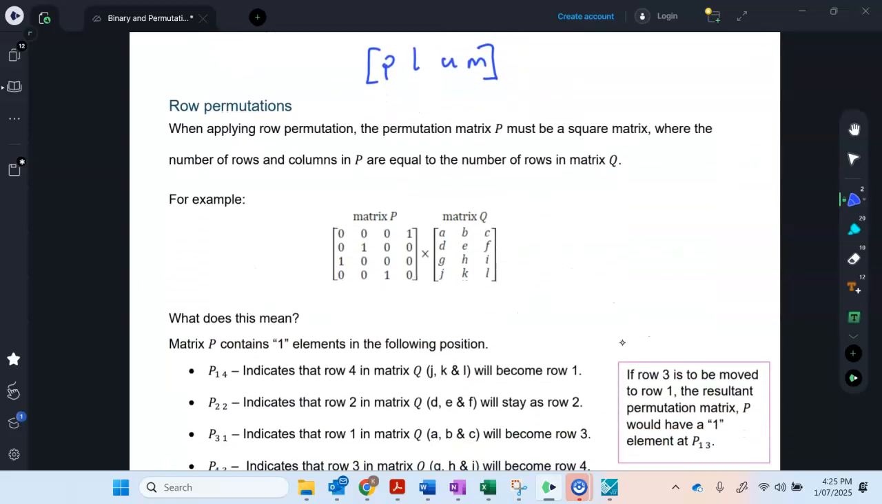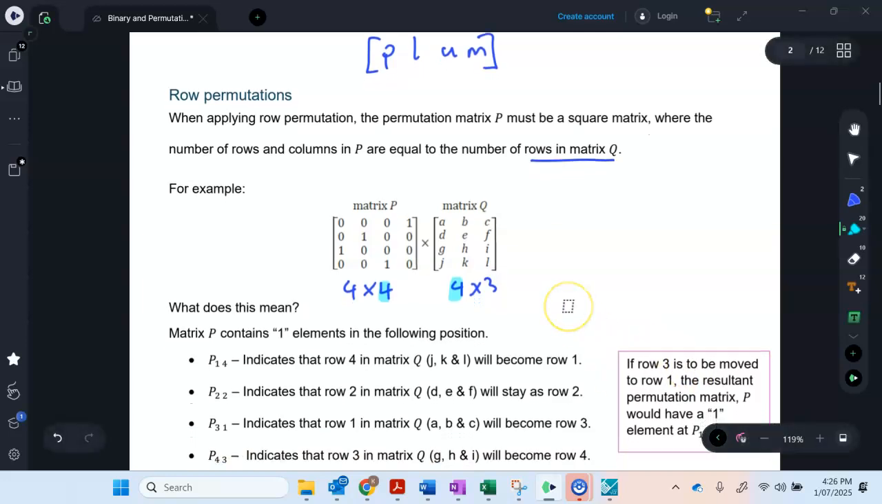So when applying a row permutation, the permutation matrix P must be a square matrix. So all permutation matrices are square matrices where the number of rows and columns in P are equal to the number of rows in matrix Q. All right, so this matrix Q, we've got 1, 2, 3, 4 rows and 3 columns. So this 4 here tells us that my permutation matrix has to be a 4 by 4. First of all, it has to have the same number of columns, but because P is a square matrix, that's why you get 4 by 4. Okie dokie.